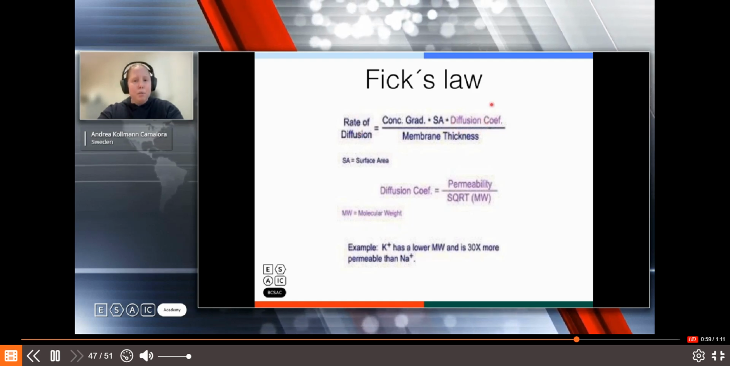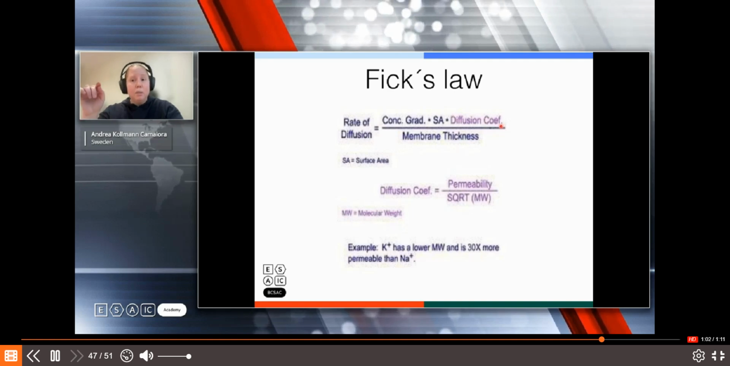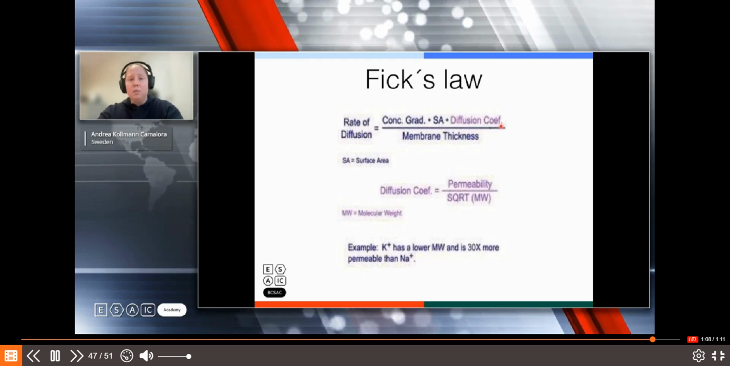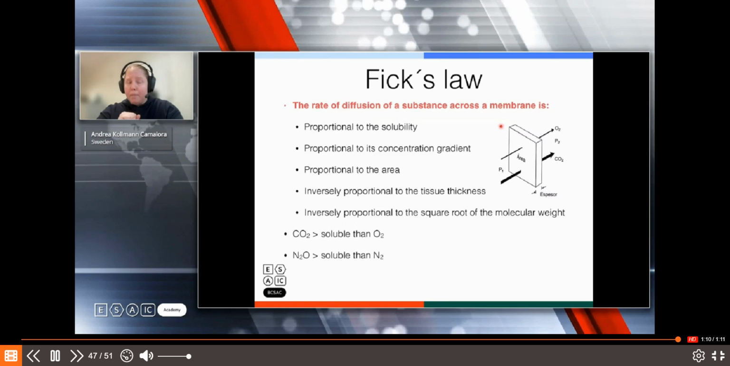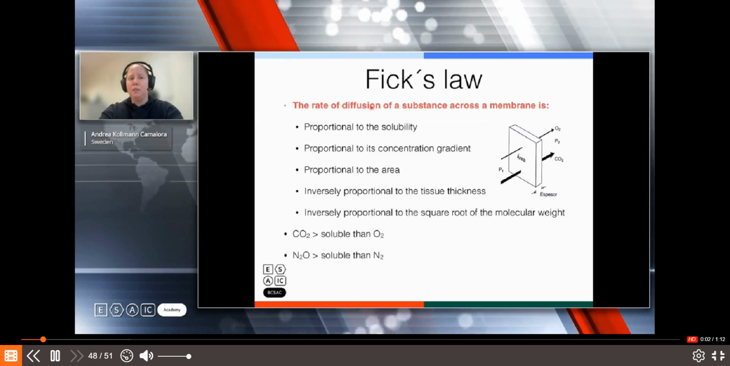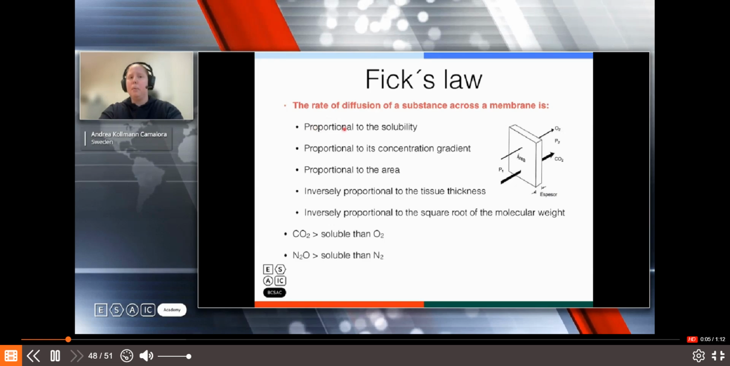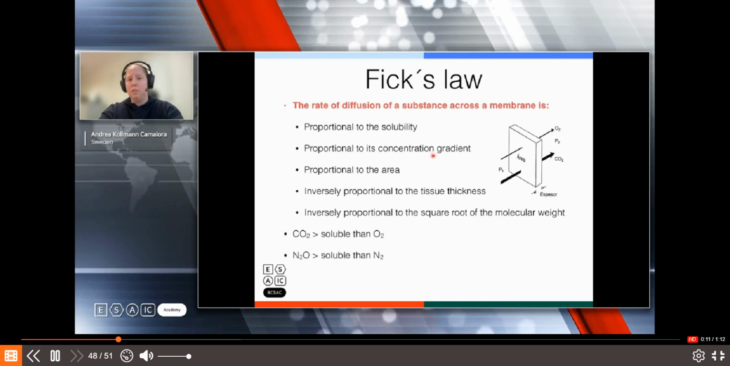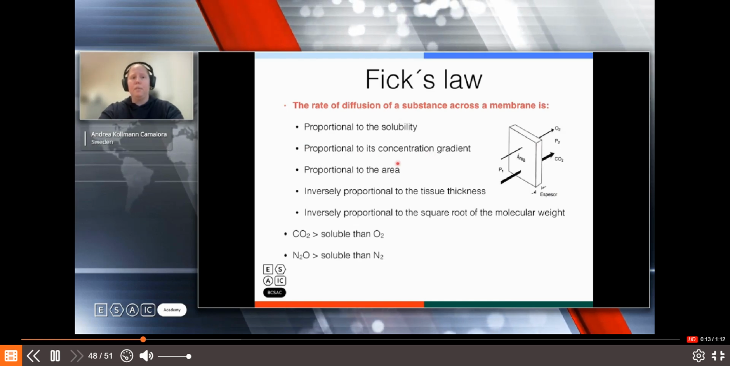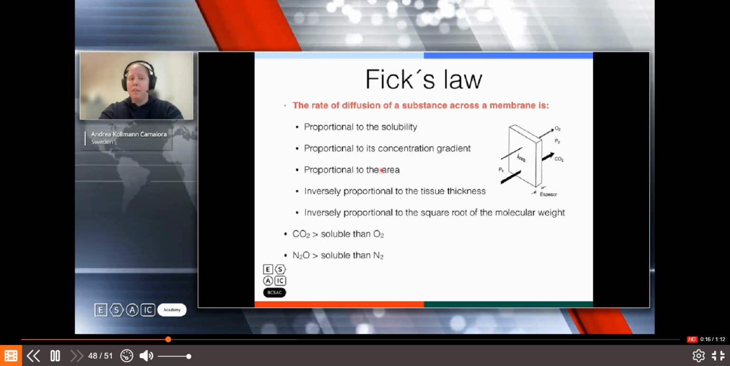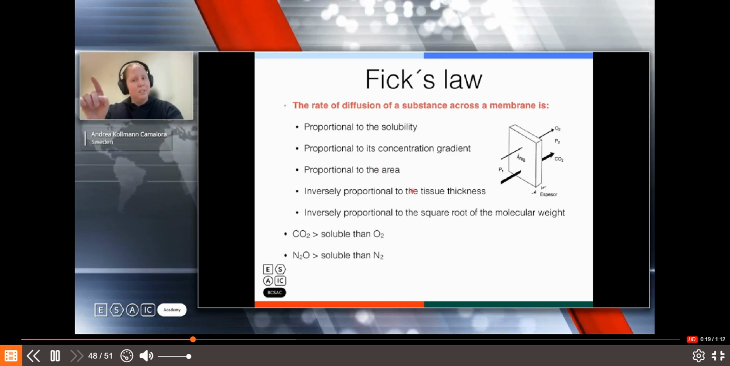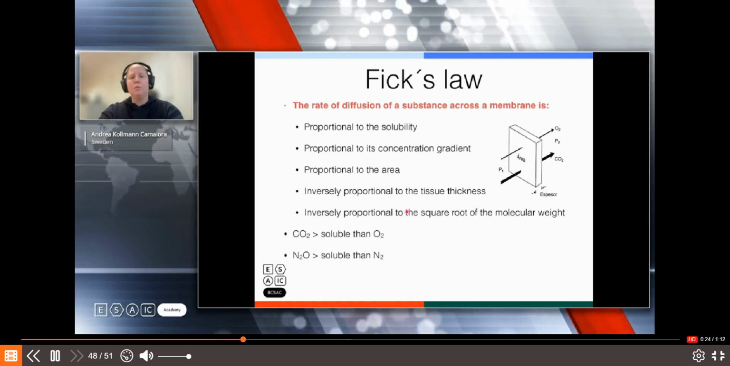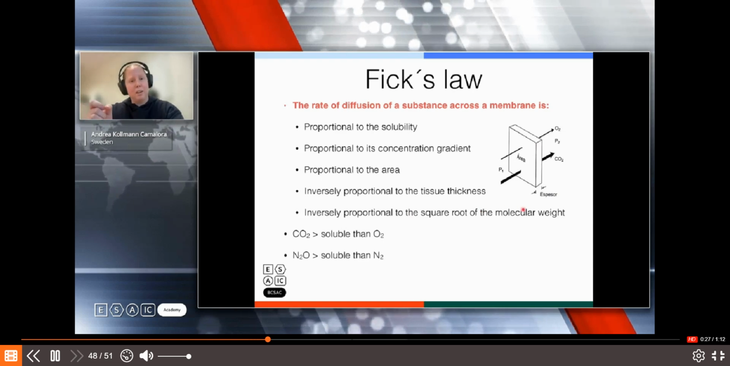And then there's the factor of diffusion coefficient. And this is very important for the exam, because oxygen and CO2 have very, very, very different diffusion coefficients that you're going to remember. So the rate of diffusion of a substance across a membrane is proportional to the solubility. More solubility, more diffusion. Proportional to the concentration gradient. Higher gradient, higher diffusion. Proportional to the area. Higher area, higher diffusion. Inversely proportional to the tissue thickness. The thicker, the less diffusion. And inversely proportional to the square root of the molecular weight. So bigger gases, they don't like to diffuse.